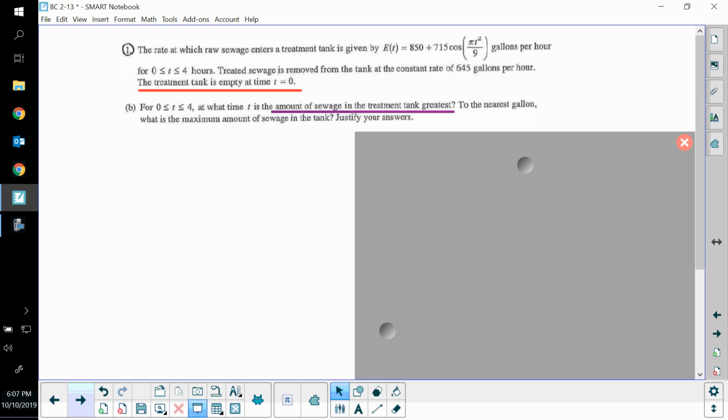All right, next part, part B. So for our time frame from 0 to 4, we want to know at what time was the amount of sewage in the tank greatest. And then we want to know to the nearest gallon, what is that maximum amount of sewage?